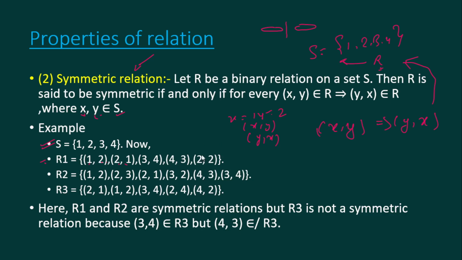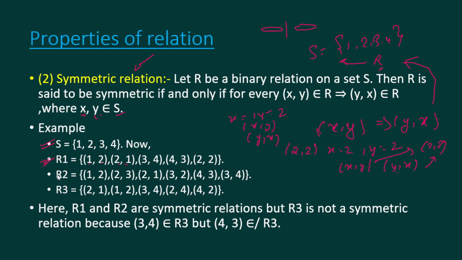And 2 2 is there, so if we take x equal to 2, y equal to 2, then xy is present, and yx is also the same element, that is 2 comma 2. So yx is nothing but 2 comma 2 and xy is nothing but 2 comma 2. So every element with its reverse is present in this relation, so this is a symmetric relation.